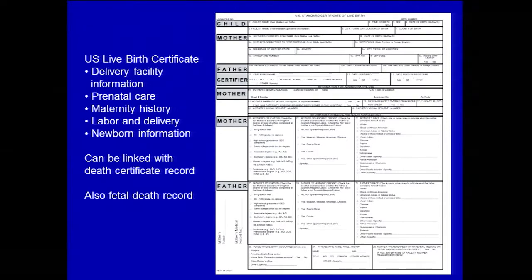In the US, this is an example of the birth certificate. We would like to see all births registered, and in fact, in the US and many countries, without a birth certificate, the child is not able to enter school or often engage in other kinds of civic activities without being able to establish their natality. So a birth certificate captures a range of information. And we can also link it with the death certificate, and also in the US with the fetal death record.